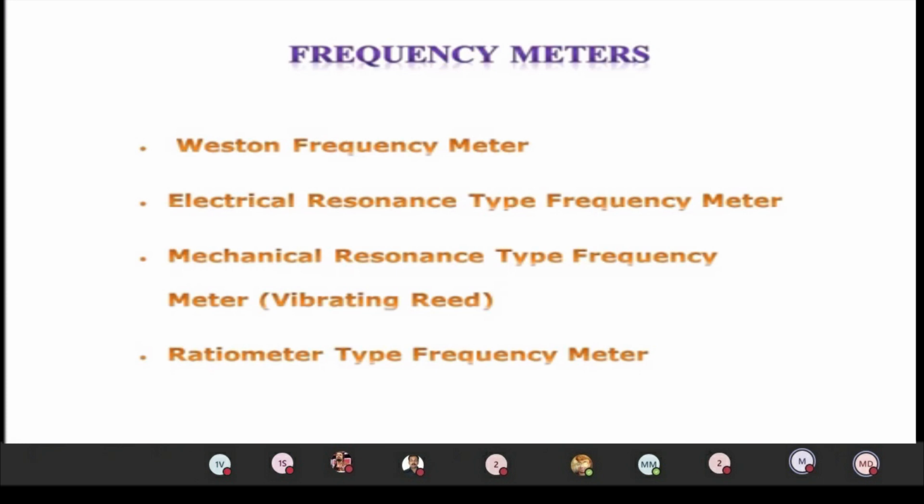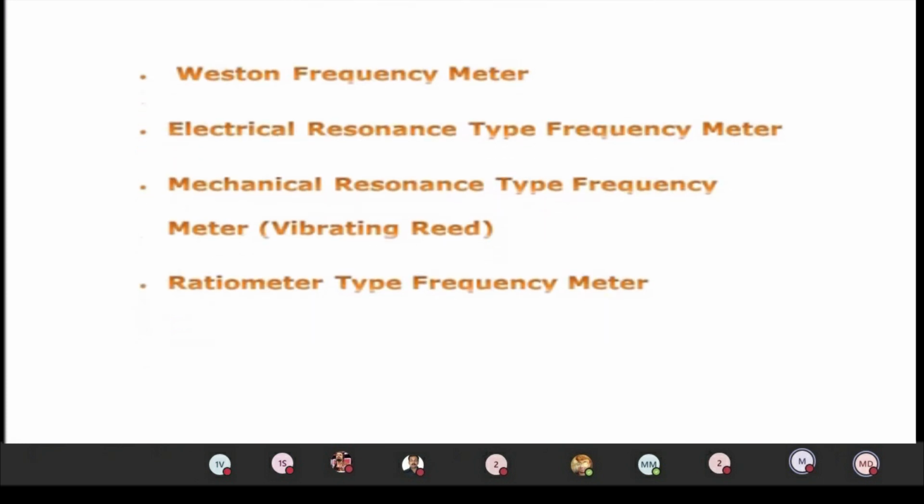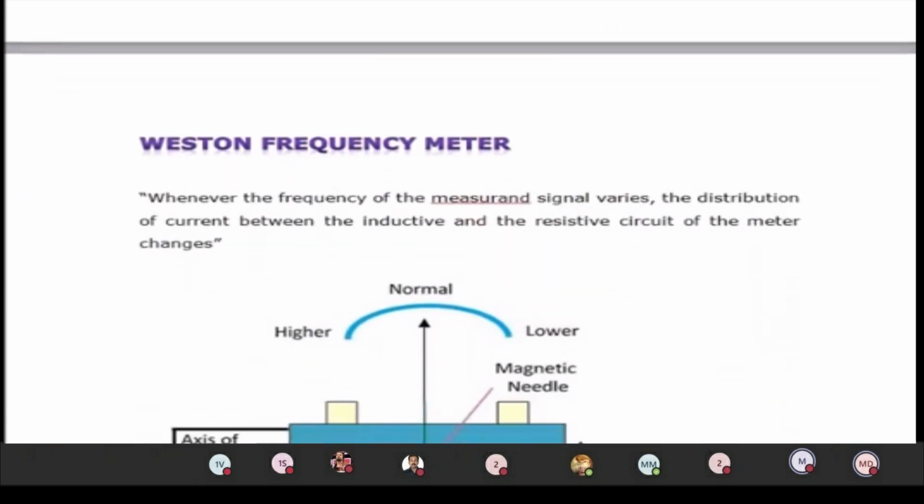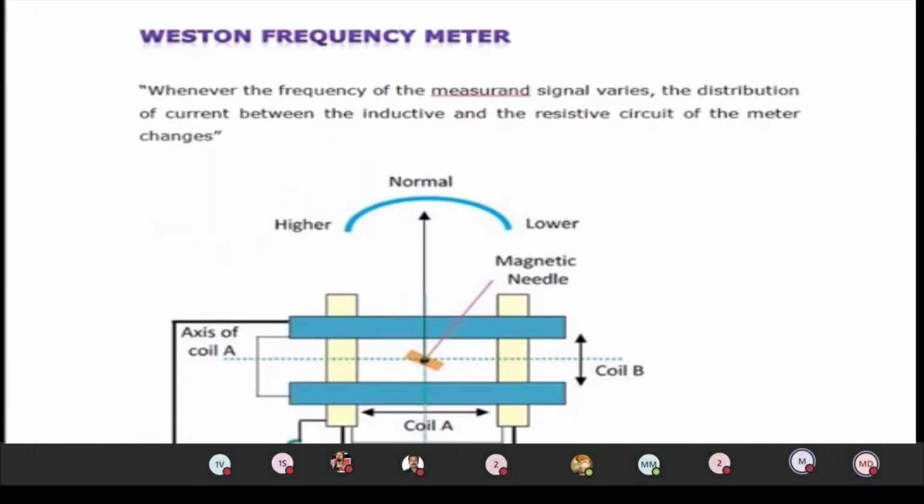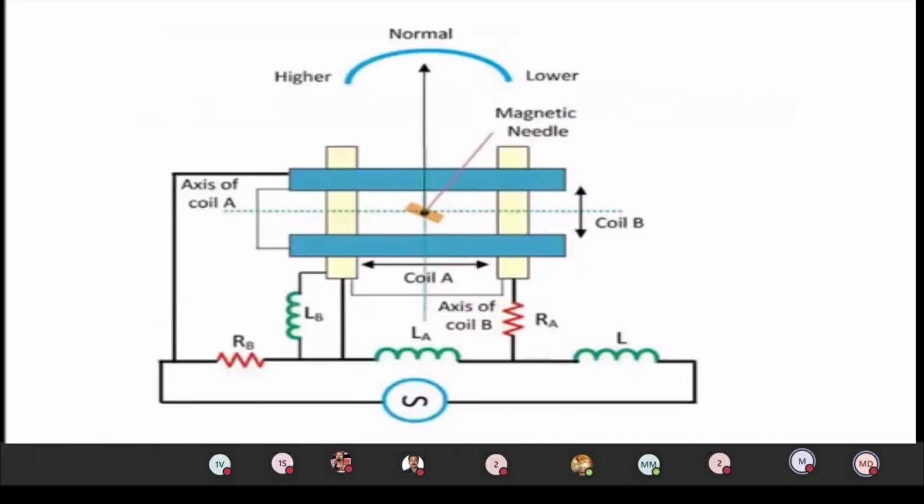Okay, the first one is the Western type frequency meter. It works on the principle that whenever the frequency of a measured signal varies, the distribution of current between the inductive and resistive circuits of the meter changes. So this is the principle which has been followed in the Western type frequency meter.